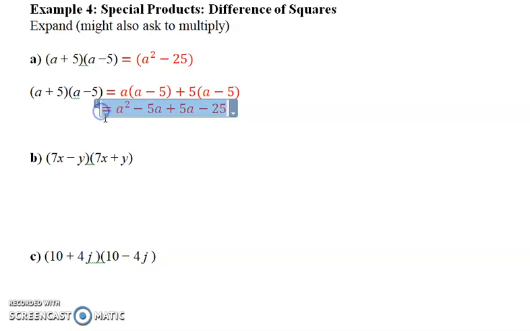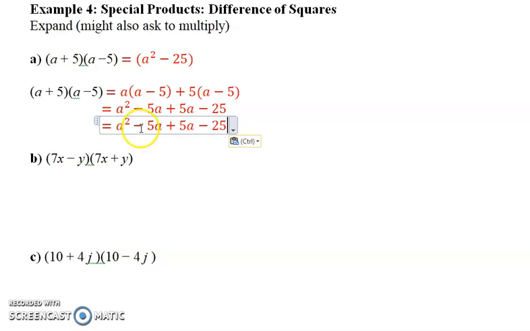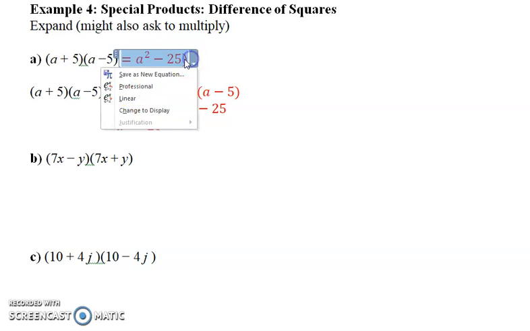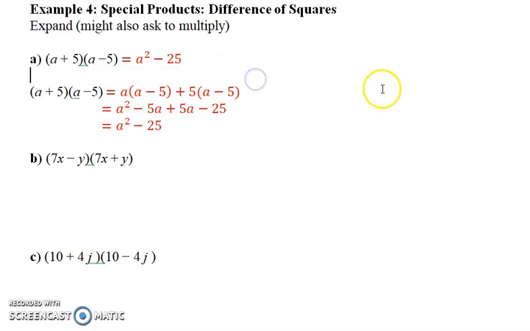And collect like terms, and negative 5a plus 5a is eliminated, and you end up with a squared minus 25. So it's the same thing. If you didn't recognize that it was a difference of squares for the special product, that's fine. So I don't need these brackets. Either way, you get to the same result, so it doesn't make a difference.